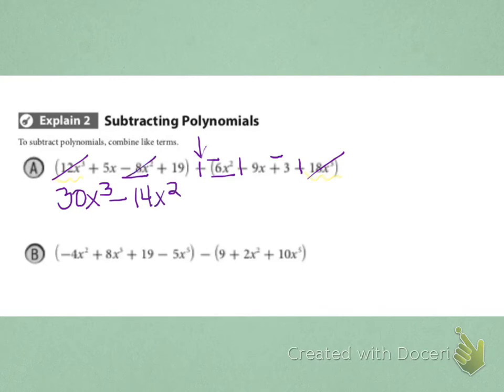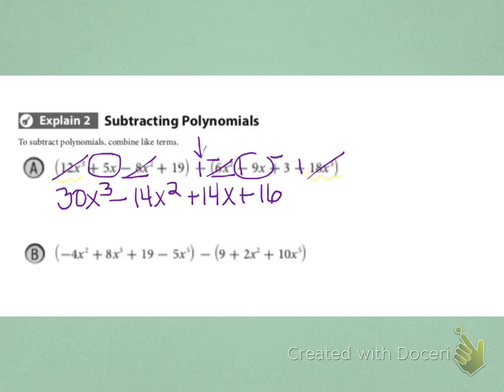And those are done. And now I have a positive 5x and a positive 9x, because when I distributed that negative through, that became a plus 9x, and that's 14x. And then finally the constant terms, I have a positive 19 and a negative 3, that makes positive 16.